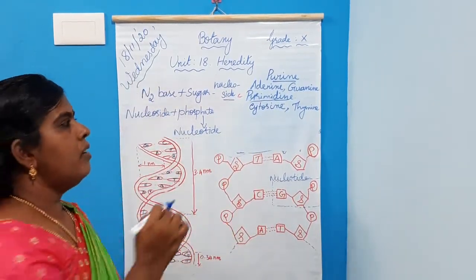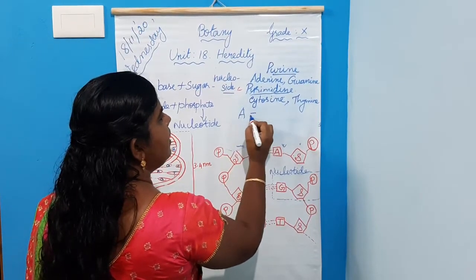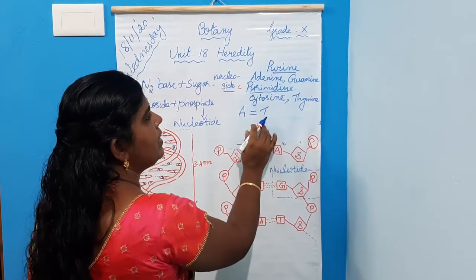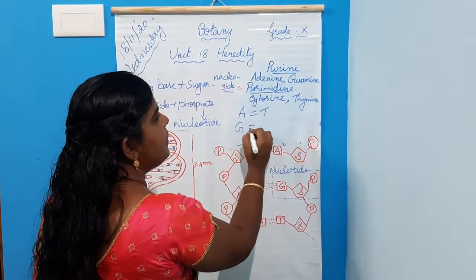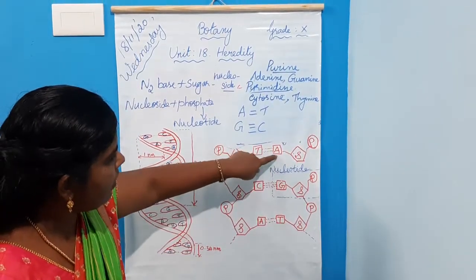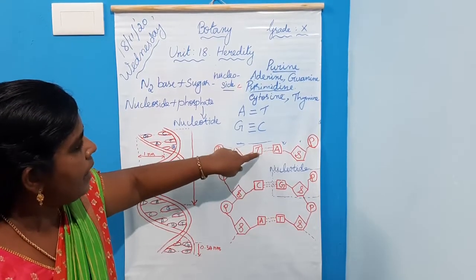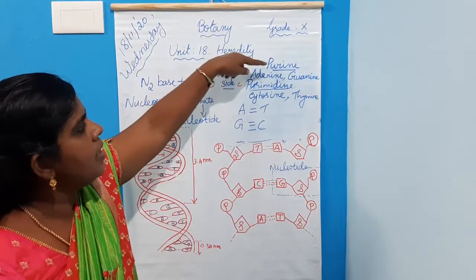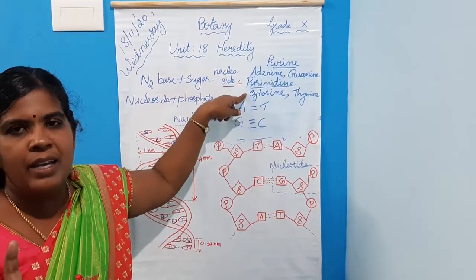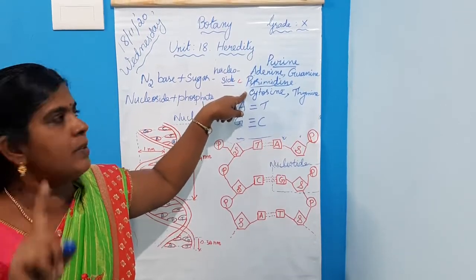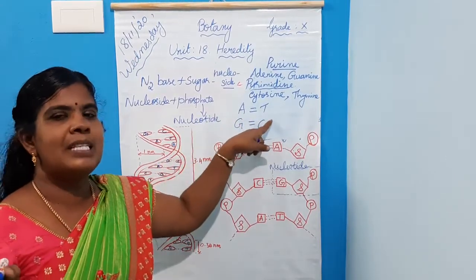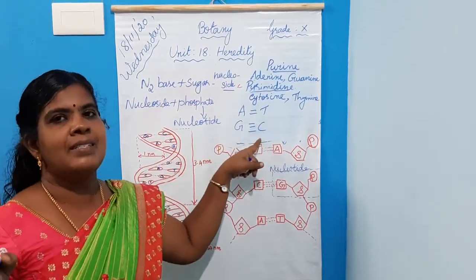Adenine always pairs with thymine with two hydrogen bonds. Guanine always pairs with cytosine with three hydrogen bonds. One of the purine bases pairs with one of the pyrimidine bases. You all know that base pairing is specific. Adenine always pairs with thymine, and guanine always pairs with cytosine.